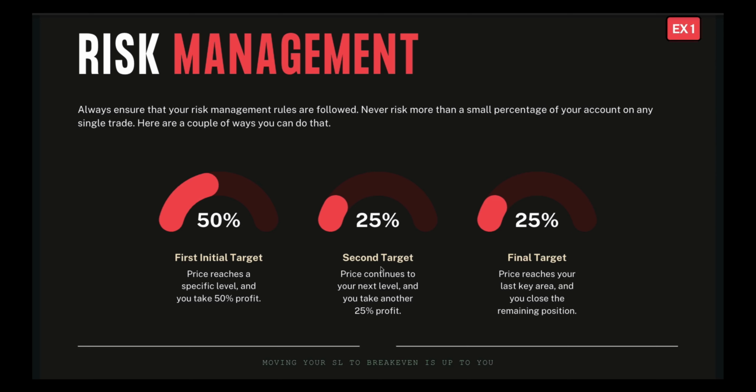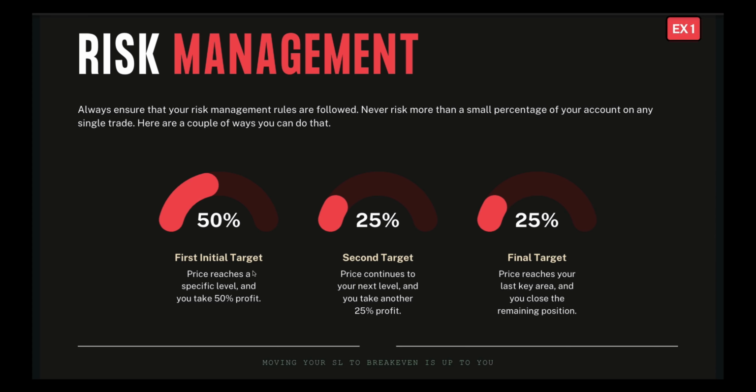Now for the second target, price continues to your next level and you take another 25% off. So let's say you're targeting another order block, you can take 25% on the second one. Now if for some reason you do decide to have a third order block, then you can just take off the remaining position, or the remaining 25%. Okay, but like I said, I would much rather you just close your entire position at the first target.